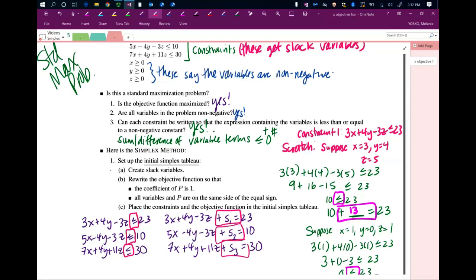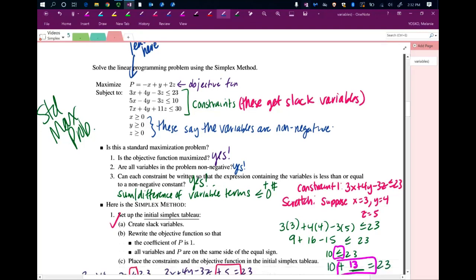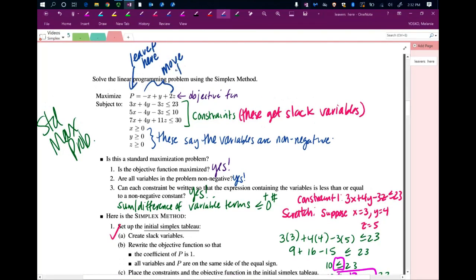Part A is done. 1b, rewrite the objective function so that the coefficient of p is 1 and all variables in p are on the same side of the equal sign. Okay, so let's go back to the objective function. I've labeled it for you up here. We want the coefficient of p to be 1. But what is the coefficient of p? Isn't it 1? Okay, the coefficient of p is already 1, but I need all the other variables in p to be on the same side. So that means I leave p where it is, and I have to move these variables.